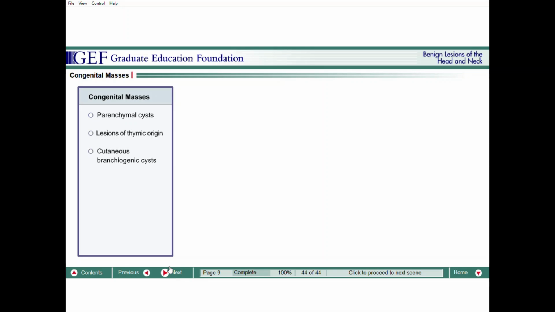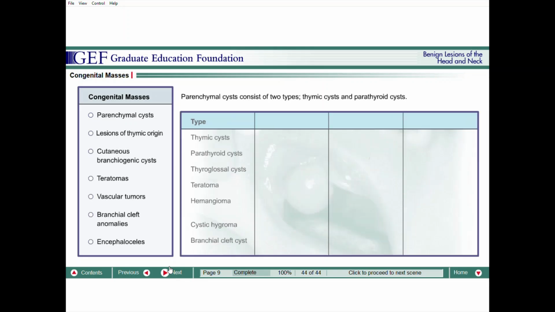Parenchymal cysts consist of two types, thymic cysts and parathyroid cysts.